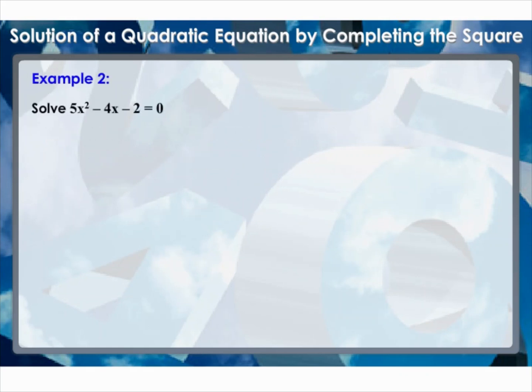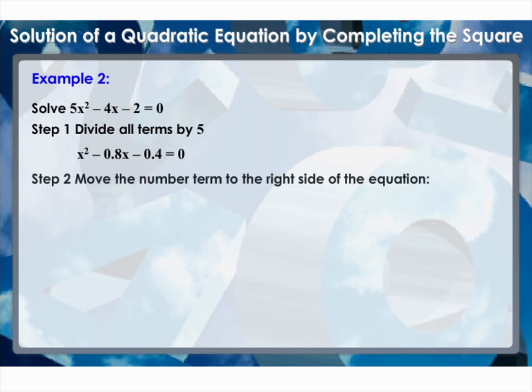Let's move to another example. Solve 5x squared minus 4x minus 2 is equal to 0. Step 1. Divide all terms by 5. X squared minus 0.8x minus 0.4 is equal to 0. Step 2. Move the number terms to the right side of the equation. X squared minus 0.8x is equal to 0.4.